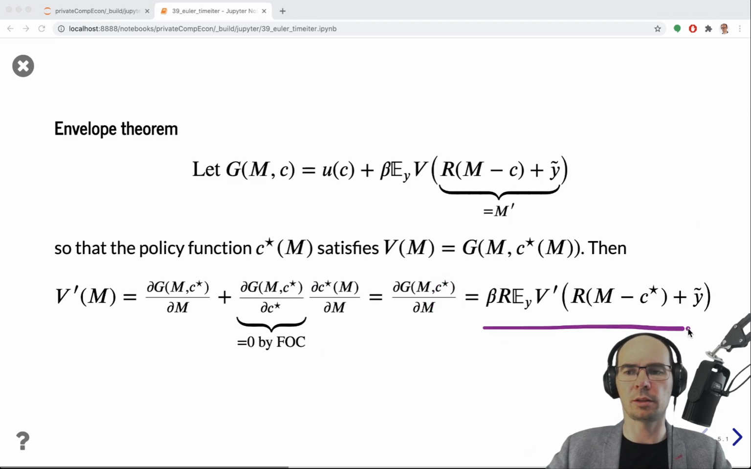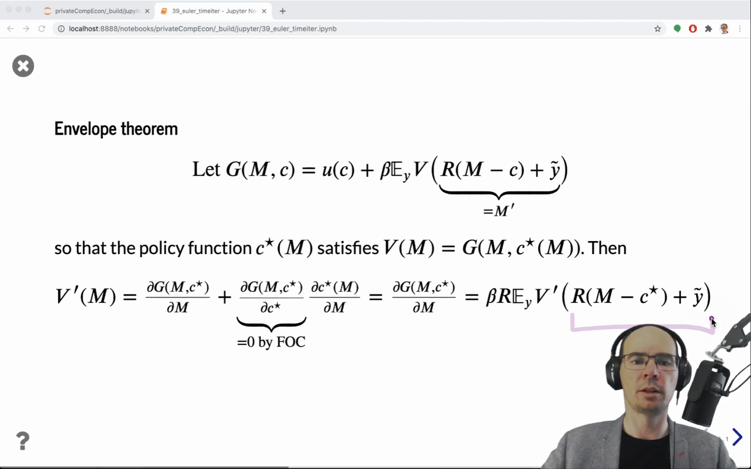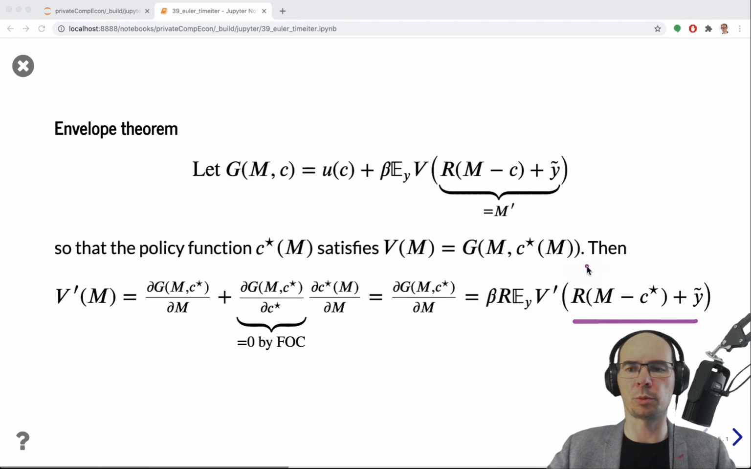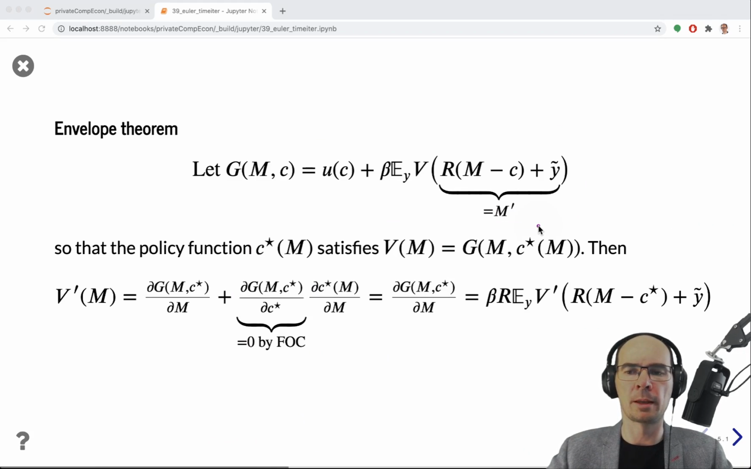And what we get, if we just look at this function now, is this expression: beta R, then the expectation, and then the derivative of the value, but calculated at a different point. Calculated at the point which we call m prime, right? The resources in the next period.